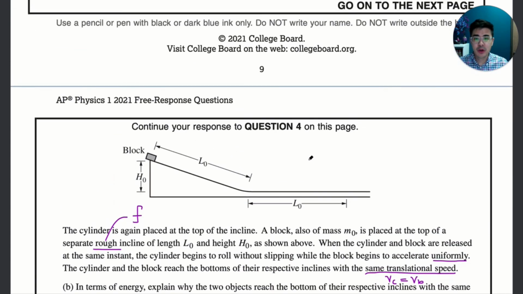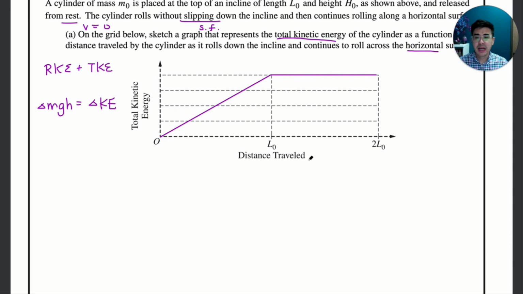And then if I want to go back and award 2 more points here, I think I'd award 1 point here for making sure it's linear and increasing, and then 1 point here to make sure that it's constant.